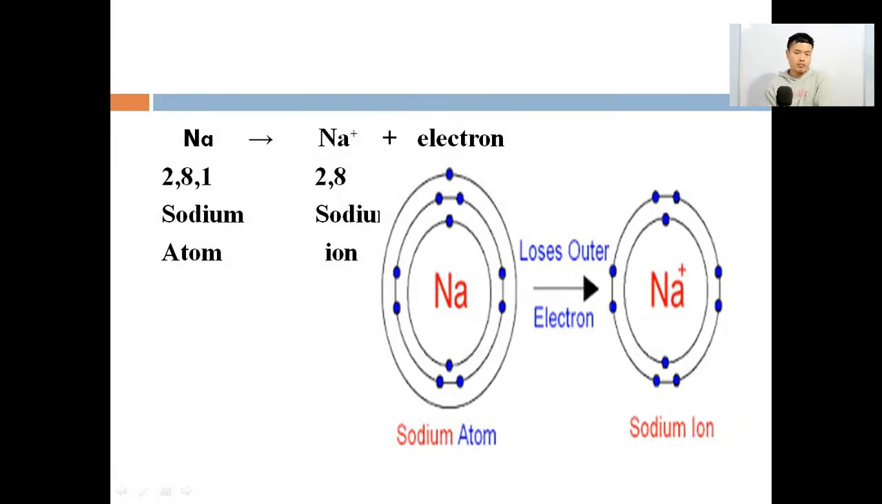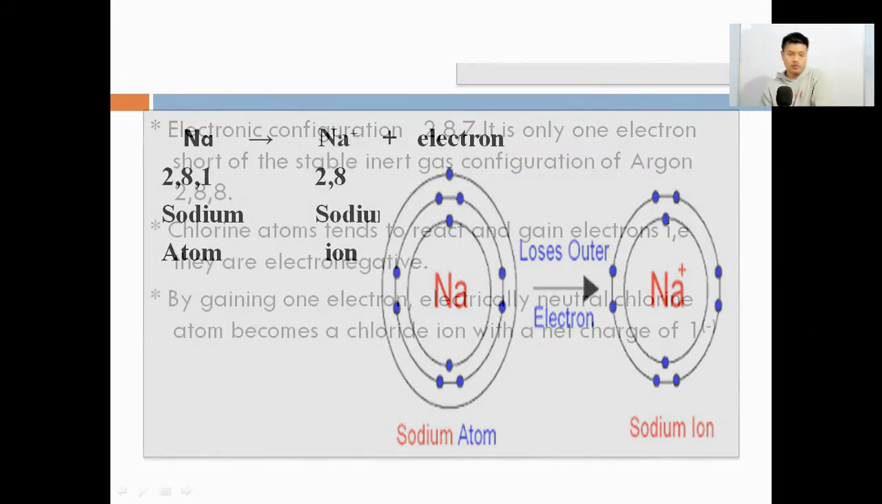First, we have the sodium atom. It has 2 electrons in the first shell, 8 electrons in the second shell, and only 1 electron in the outermost or valence shell. When it loses 1 electron, the sodium atom becomes a sodium ion. It is now stable. It has 2 electrons in the first shell and 8 electrons in the second shell. It has already acquired a stable electronic configuration.